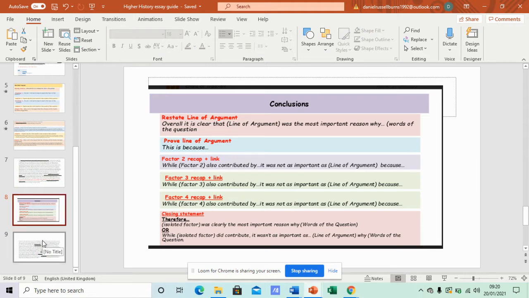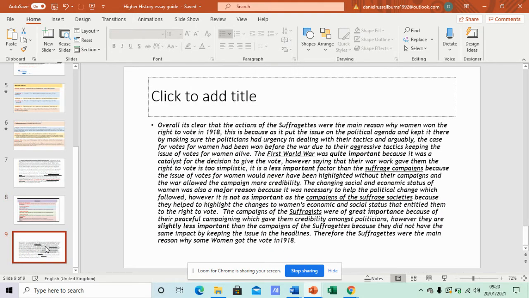Remember, you're not writing anything new. You're just taking your analysis points that you've already explained throughout your essay, and you're just following that structure and fitting it in there. And if you can do that, you'll be able to gain 3 marks. Okay, so I hope that this has been helpful.